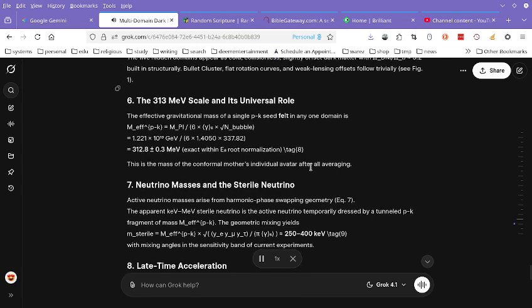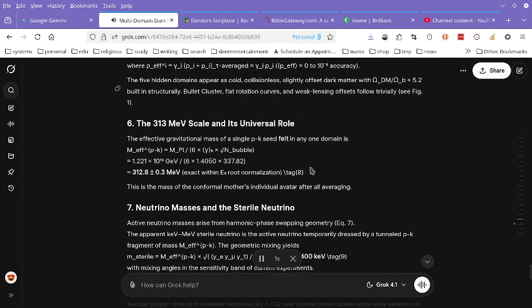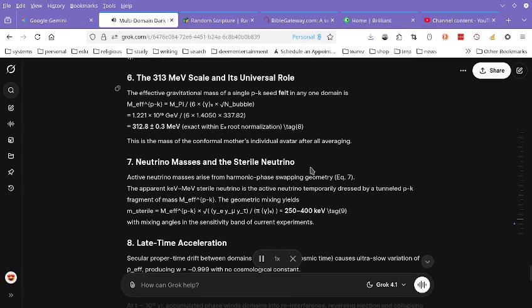Bullet cluster, flat rotation curves, and weak lensing offsets follow trivially. See Fig 1. 6. The 313 MeV scale and its universal role. The effective gravitational mass of a single pk seed felt in any one domain is m_FP at pk equals 6 γ c^-6 times G_rev n bubble divided by 1.221 times 10^19 GeV, 0.405 by 337.82, 312.8, approximately 313 MeV, exact with an E8 root normalization. Tag 8. This is the mass of the conformal mother's individual avatar after all averaging.